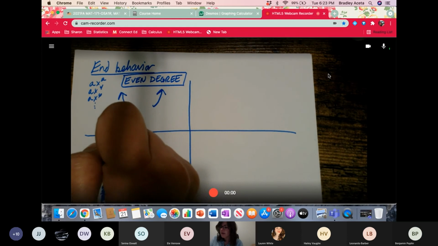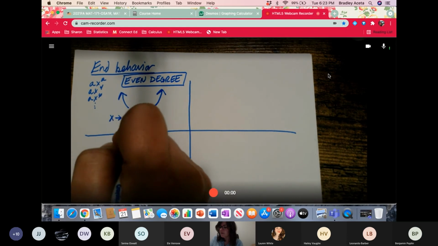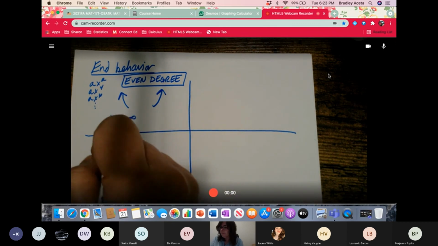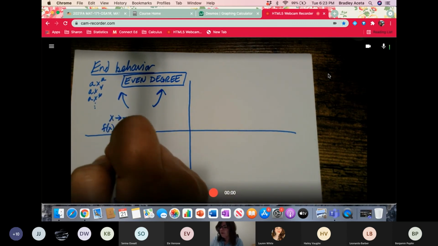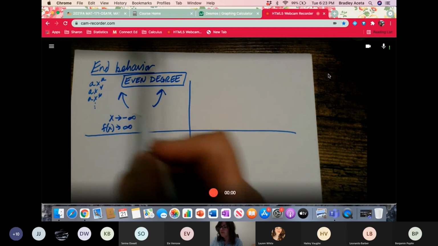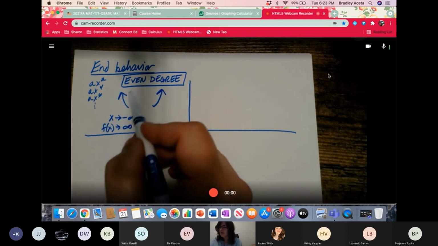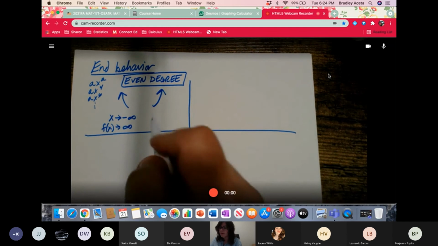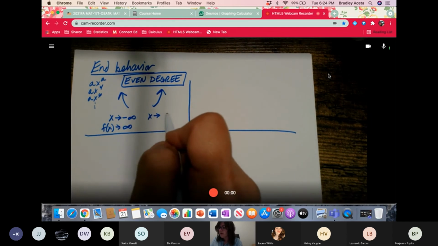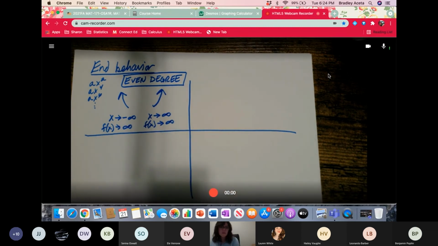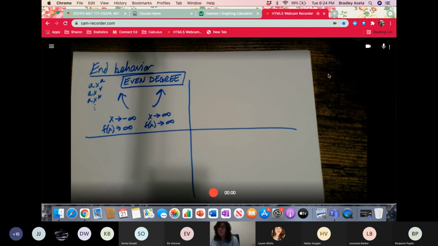And the way that we write it, we say as x becomes more and more negative, as x goes to negative infinity, our y values, our f of x, are going to positive infinity. Our y values get larger. That's what the ends are telling us. They're going up, up. As x goes to positive infinity on this side of the origin, f of x also goes positive. They go up, up.